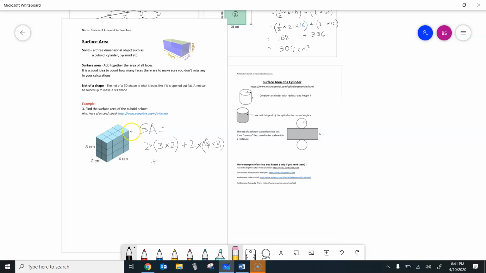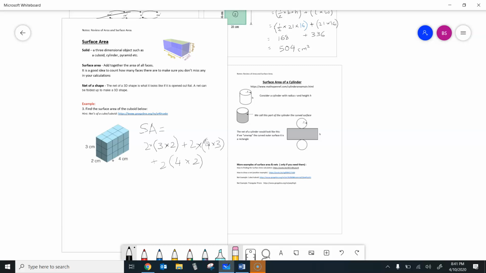And there's one I haven't counted yet, and that's the top and the bottom. So this is 4 by 2, and I have 2 of them. I have that on the top, and I have the same thing replicated on the bottom, so if I turn this upside down. So 2 times 4 by 2.